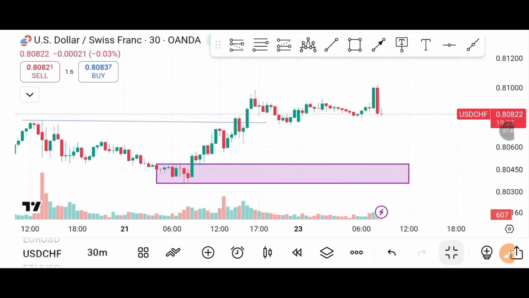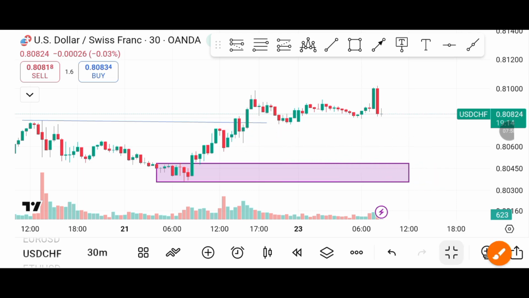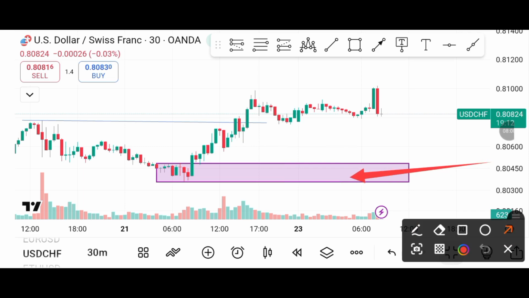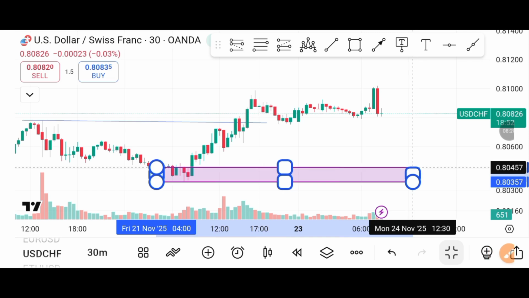Now on the most relevant area, we have this breaker structure, very much valid and important. And then you can see this other block we marked out, and this demand zone we marked out on the 1-hour time frame because there was no visible order block or fair value gap on the 1-hour time frame. Now on the 30 minutes time frame, there is a visible order block and fair value gap. So it's a very much valid order block.